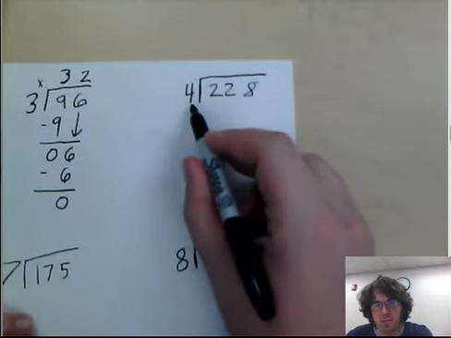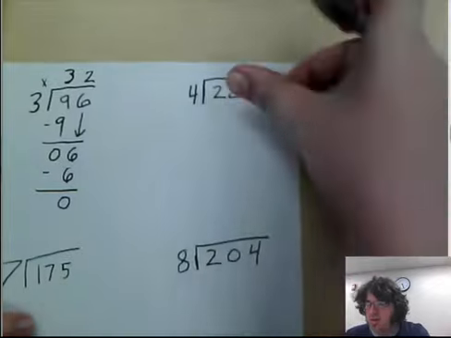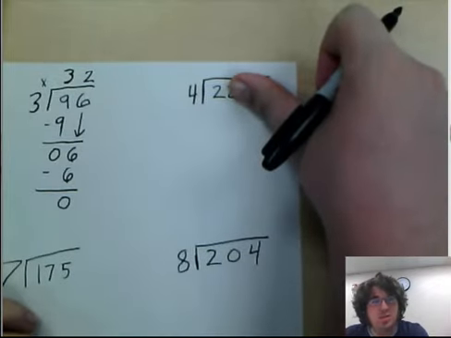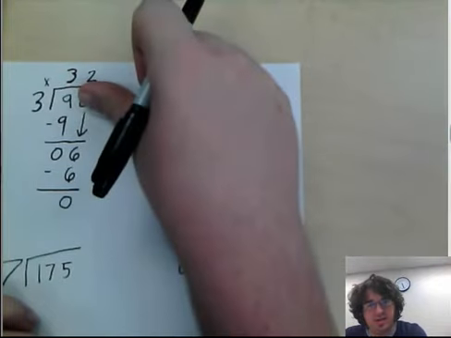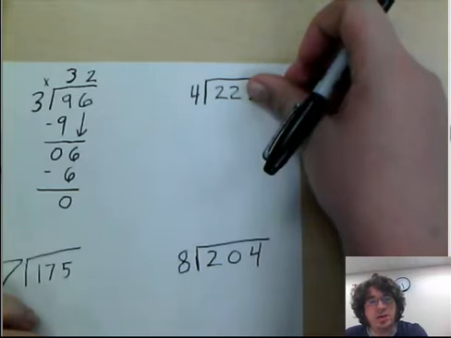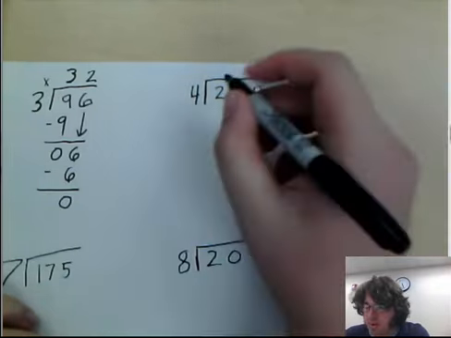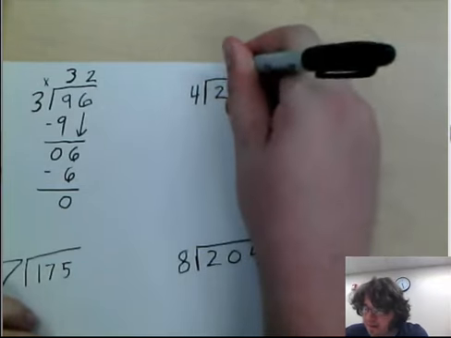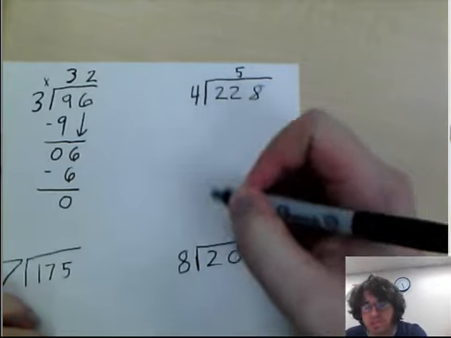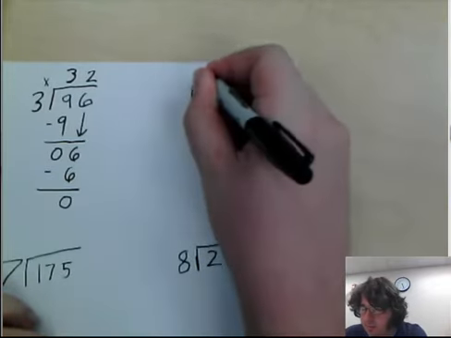228 divided by 4. Okay. Can 4 go into 2? No, it can't. So I can't just use one digit like I did there. I'm going to have to use 2 this time. Okay, so how many times does 4 go into 22? Well, the closest I can get is 20, because 4 times 5 is 20. So I'm going to write up here 5, because that's as close as I can get to 22 using just 4. Okay, so now I need to multiply.